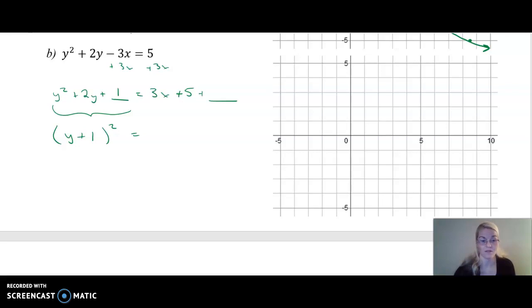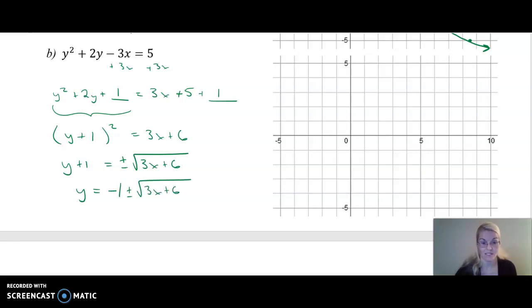1 squared is 1, so be sure you add 1 to both sides. That's going to give you 3x plus 6. So y plus 1 will equal the plus or minus square root of 3x plus 6. So that means y is going to equal -1 plus or minus the square root of 3x plus 6.